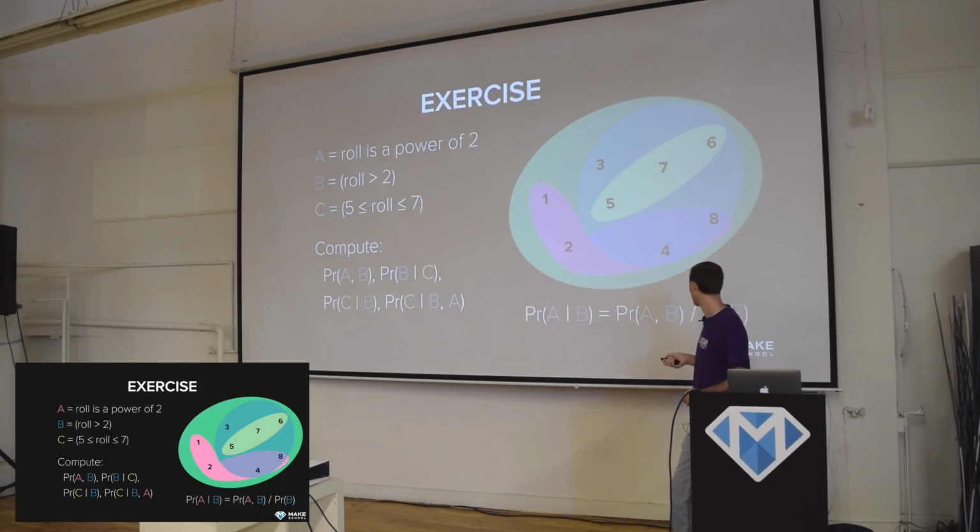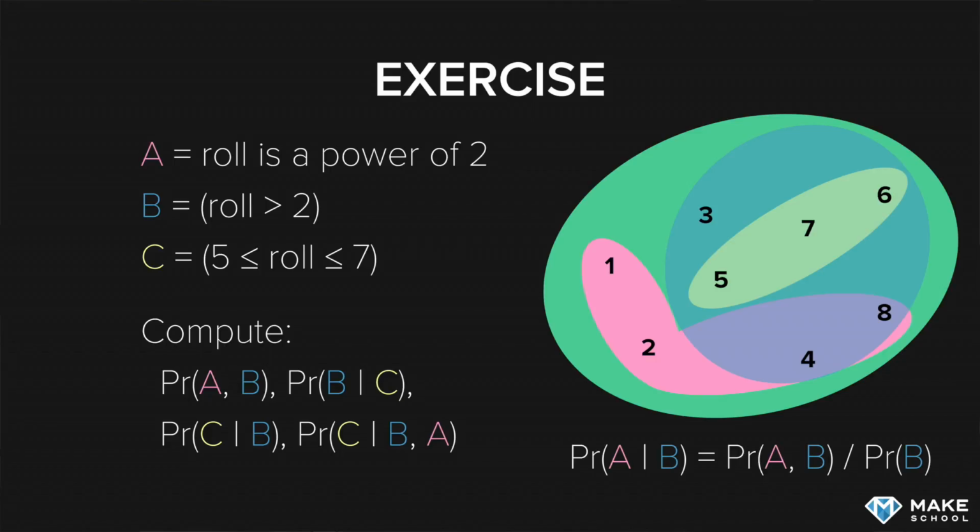Okay? What I'd like you to do is compute a few quantities here: the joint probability of A and B, and these 3 conditional probabilities. Just to remind you, because I don't have it on the slide anymore, here's the formula for the conditional probability. Spend a minute or 2 working that out with your neighbor.